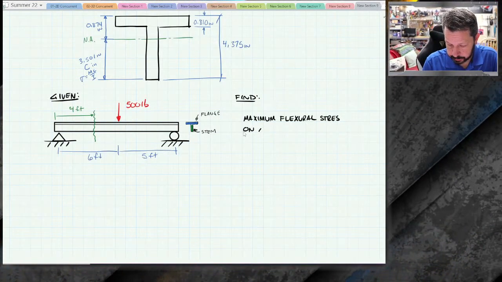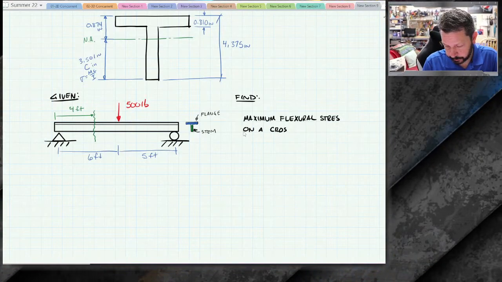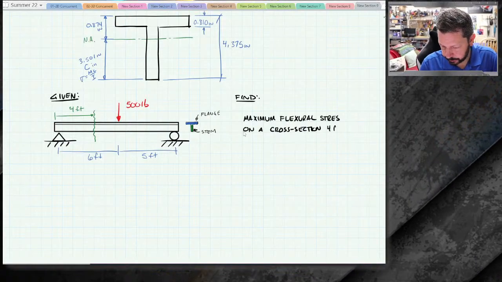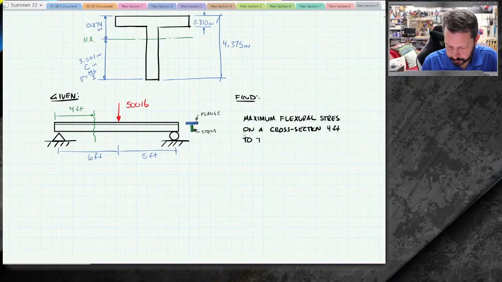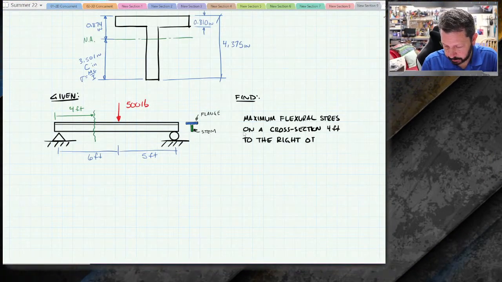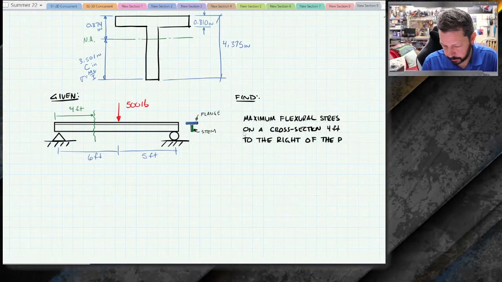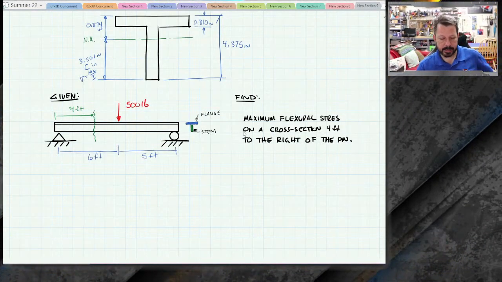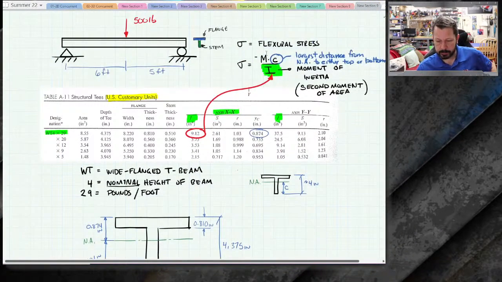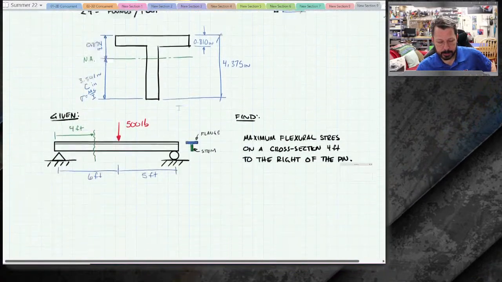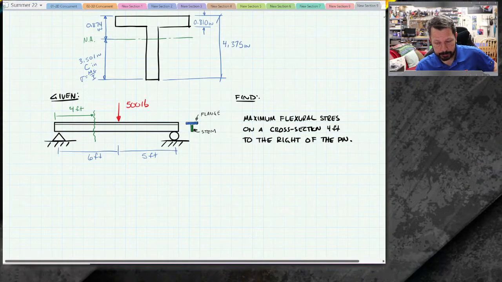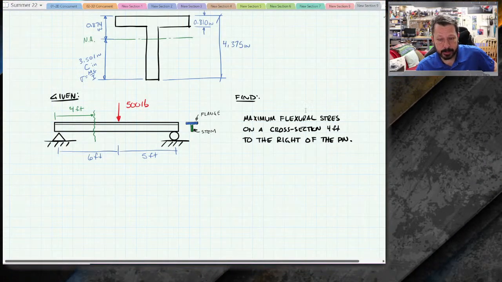On a cross section four feet to the right of the pin. All right, so that specifies that I want to find the maximum stress. That means I want to use C in this equation, MC over I, I want to use the C. It also says where, 4 feet to the right of the pin. And now I just need to figure out what M is there.